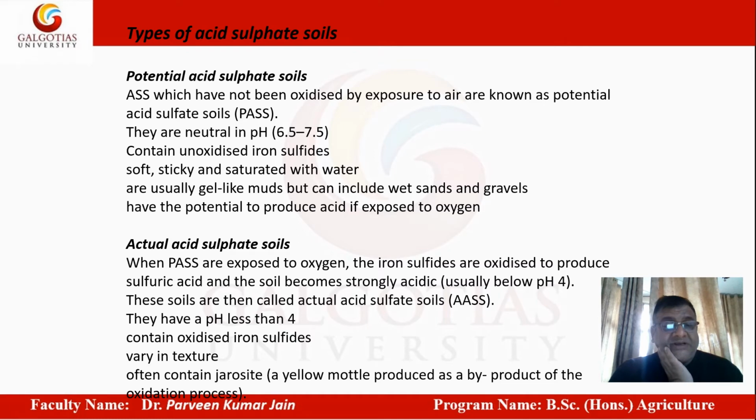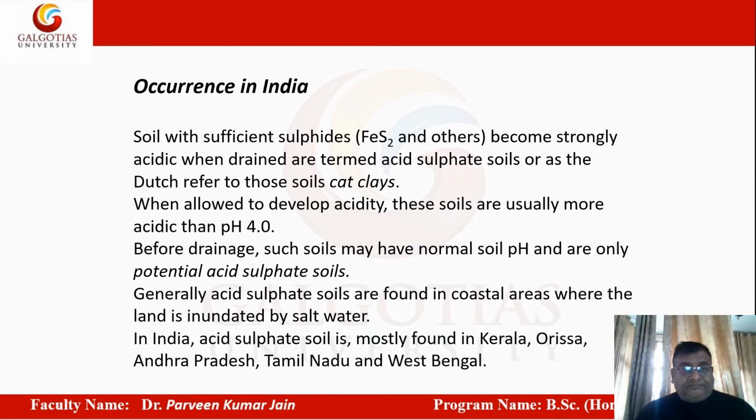Now the pH is less than 4, they contain oxidized iron sulfides, vary in texture, and all this. So the occurrence in India is where there is a high iron sulfide presence. The areas which are strongly acidic when drained are termed acid sulfate soils, and as such, the Dutch refer to those soils as cat clays.